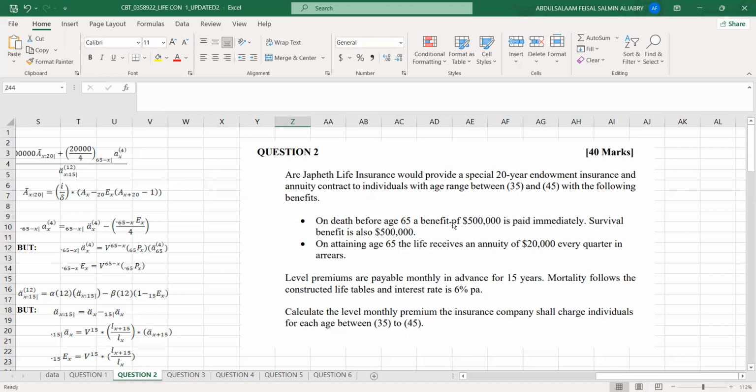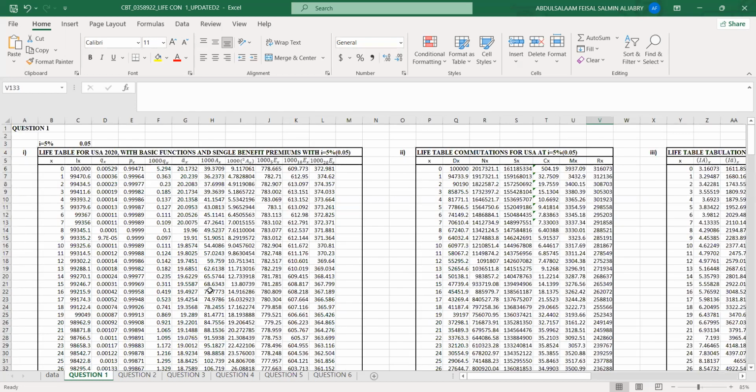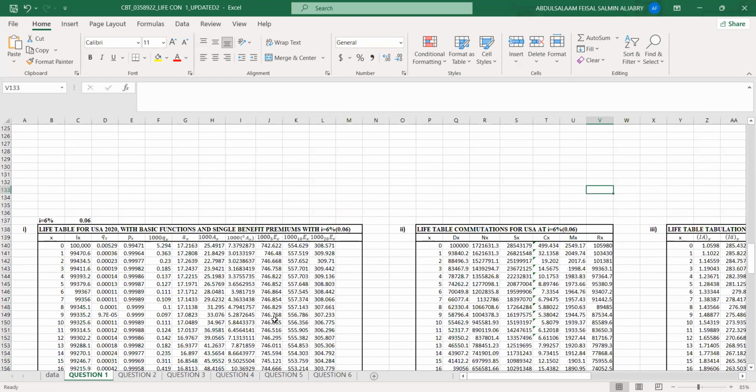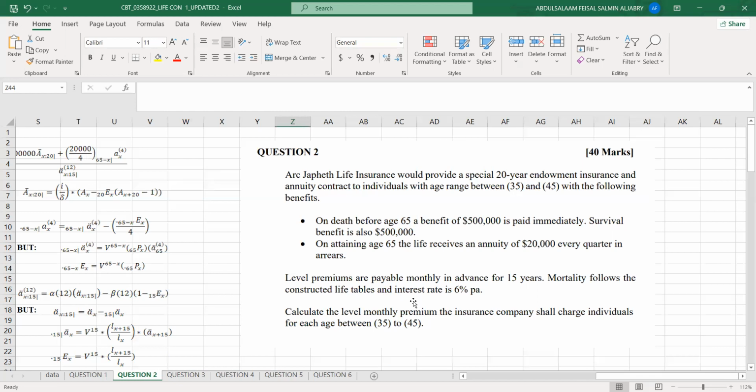Okay, to summarize the information, we have to use the same life table I constructed from question number 1, but with i equals 6%. So I just need this illustrative life table to do question 2. After that, we calculate the level monthly premium the insurance company shall charge, between 35 and 45.